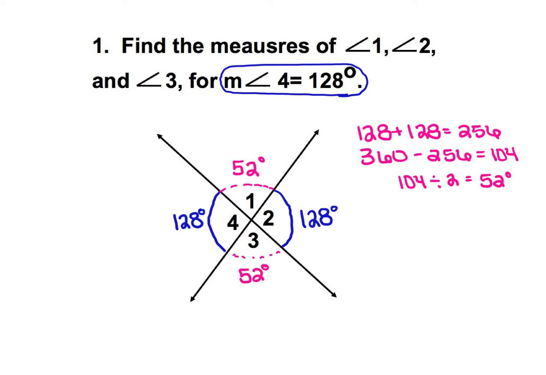Does anybody see a different relationship here that could have gotten us the 52? Ben? 180 minus 128. The half circle. The supplementary angles. If we look at one of those lines right there, we could have used the idea of supplementary. But I like the use of that circle. It is a great fallback.